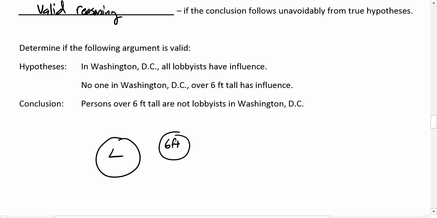And then the question is, persons over 6 feet tall are not lobbyists in Washington, D.C. Okay, so I have a person right there. We're going to put a little X. Now, I have a person who's living inside the 6 feet tall bubble, and I want to know, can I safely say that they are not lobbyists? Well, look at what we have in front of us. The only way you're in the influence bubble is if you are with the lobbyist, and since 6 feet and lobbyists don't live in the same bubble, then we can't say that they are the same person. So this, in fact, is true. It is a valid argument. Put my stamp of approval on it.